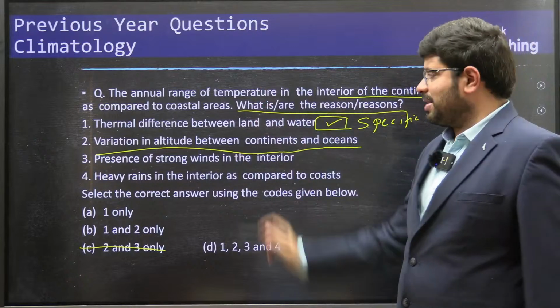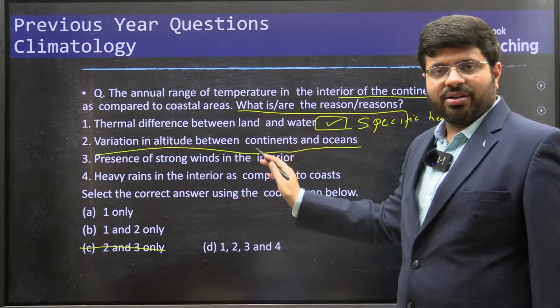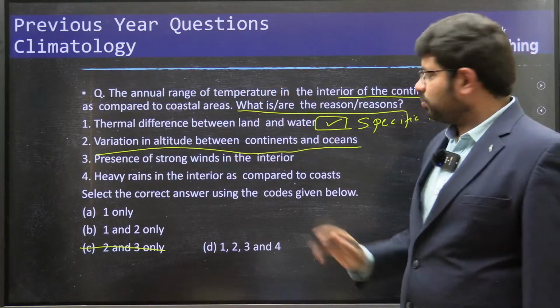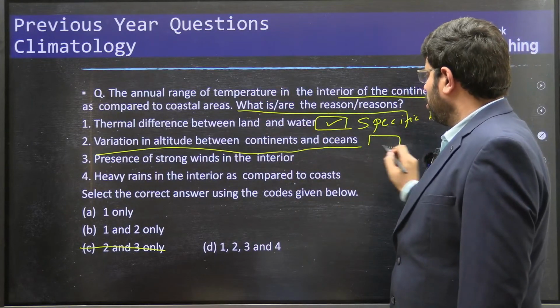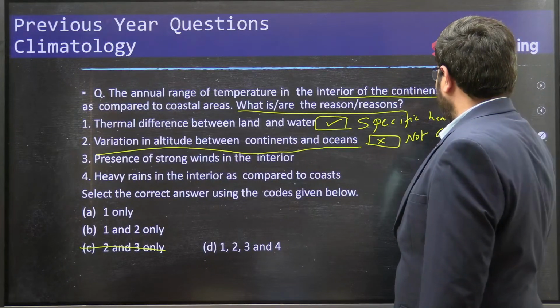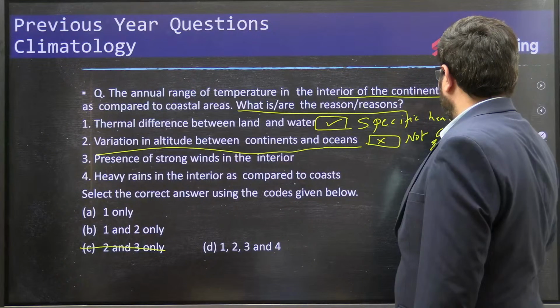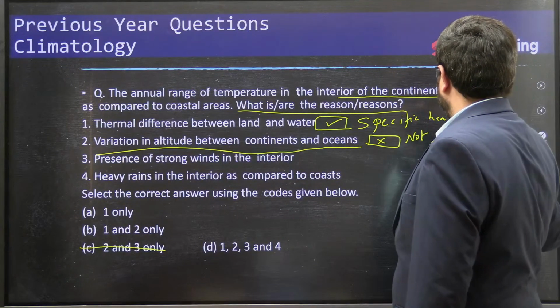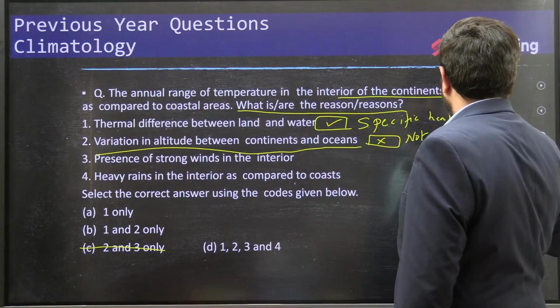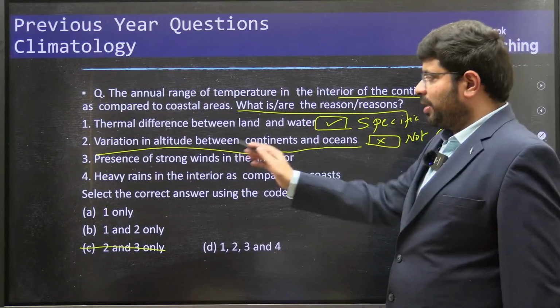No, understand this question. The statement is right, but it is not the correct explanation for the assertion given. So this is wrong. Not the correct explanation for the given statement. You need to understand, there is a variation.